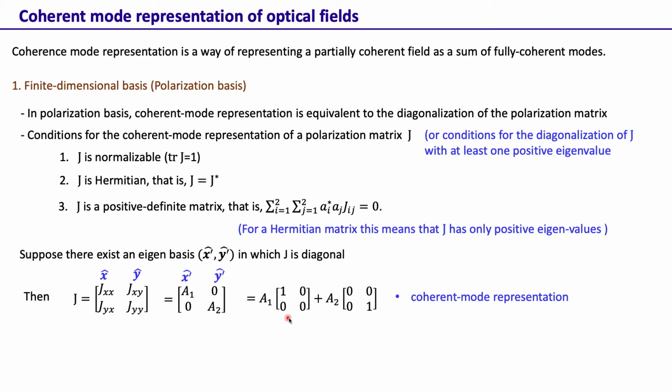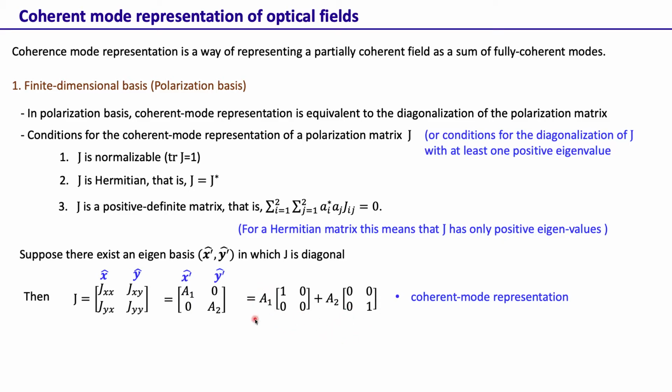So this is a matrix representing a completely polarized field or completely coherent field. Similarly, this represents a completely coherent field. In fact, we can see this represents a field that is just X prime polarized, and this represents the field that is just Y prime polarized. This mode has no component in the X prime direction. This mode has no component in the Y prime direction. So this is a completely polarized field in the X prime direction. This is a completely polarized field in the Y prime direction, and this matrix J, we are writing it as a sum of these two matrices.